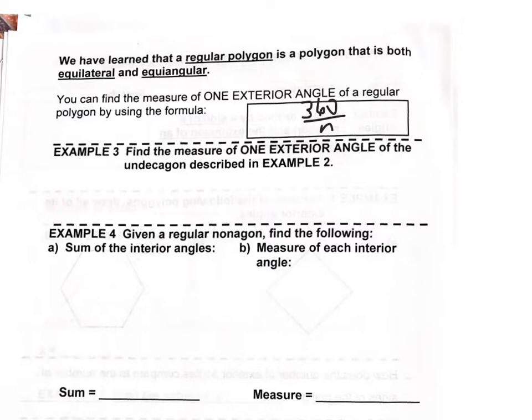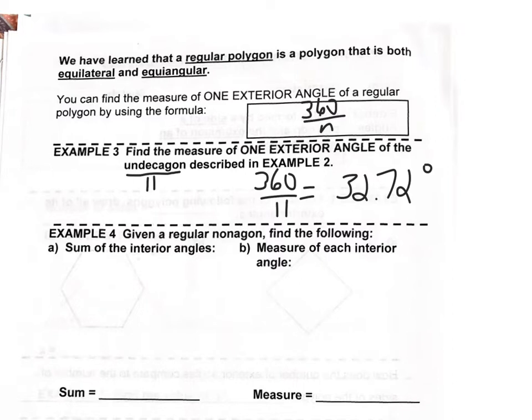Okay, so say we have a unidecagon, which means 11 sides. You're going to take that 360 degrees and divide by 11 sides. So if you take your calculator and you take 360 and divide by 11, you're going to get 32.72 degrees. And that's all you have to do.